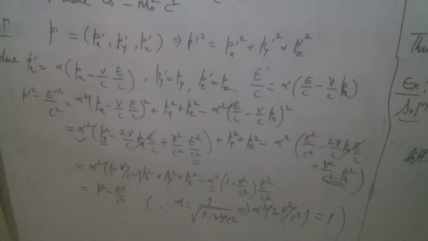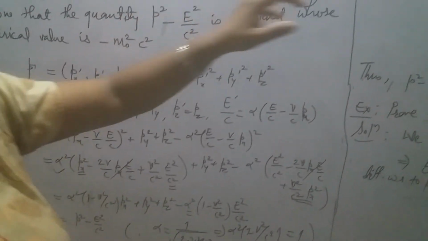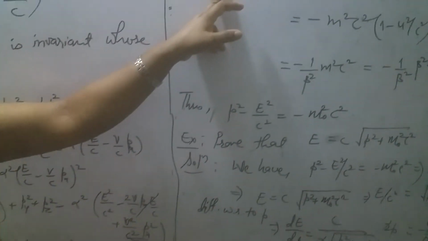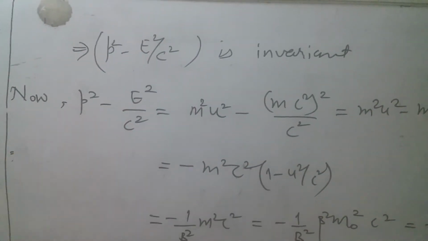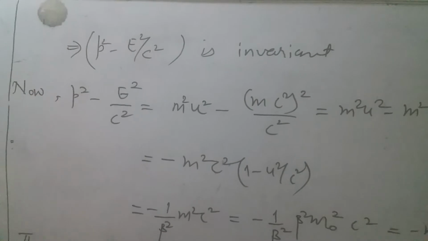Now we have to find its numerical value. So we use the formula for the linear momentum as mass into velocity, and for energy, the mass energy equivalence, E equal to mc square.